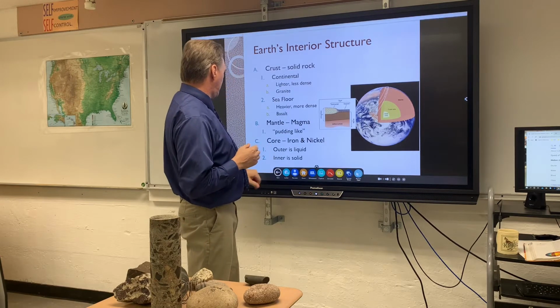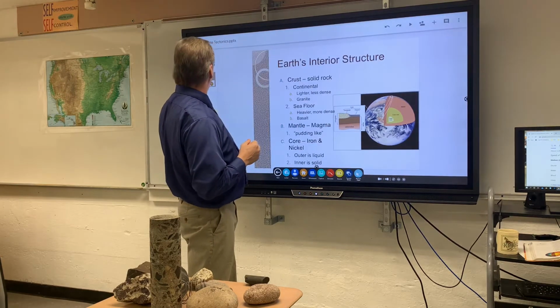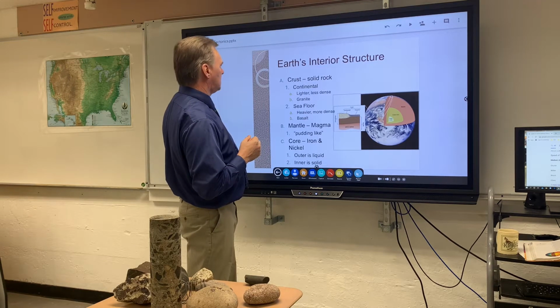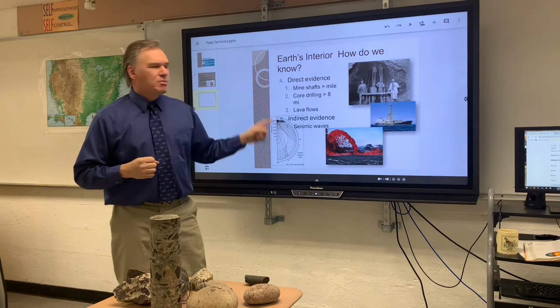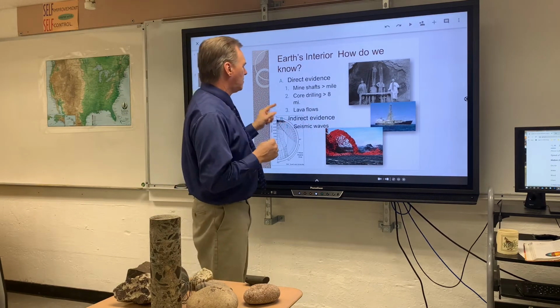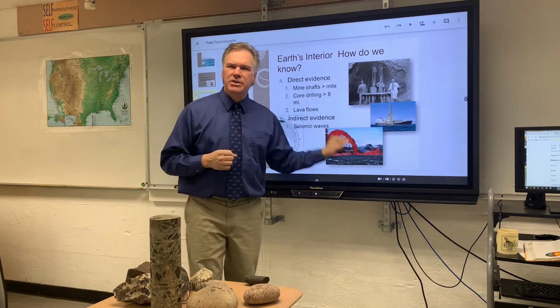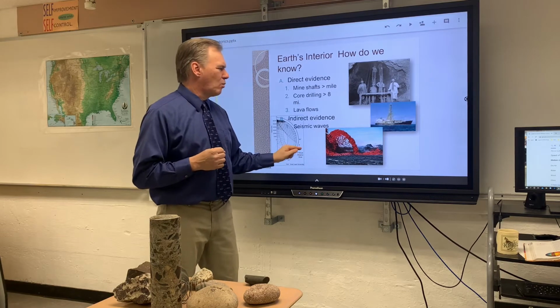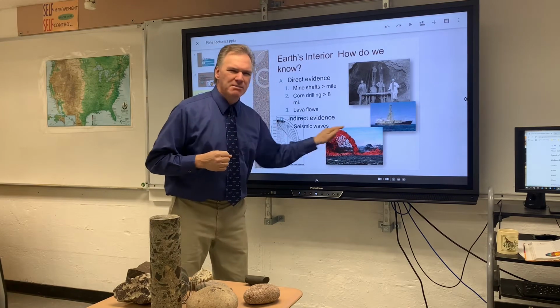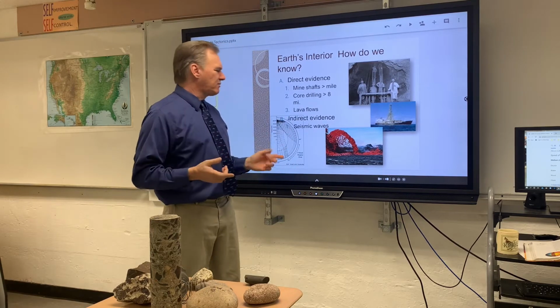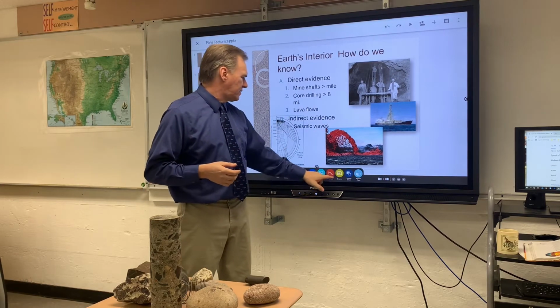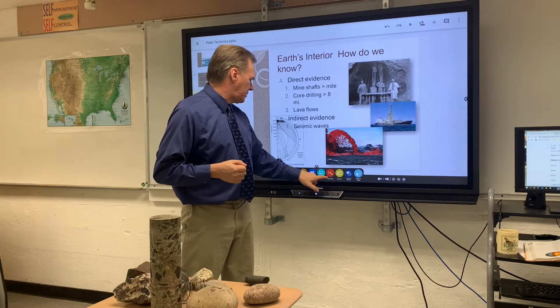You better wear gloves, but you can put your hands on that. Deeper than that, we have to rely on indirect evidence. What's underneath the magma? It doesn't come to us, we can't go to it, so we have to rely on indirect evidence.